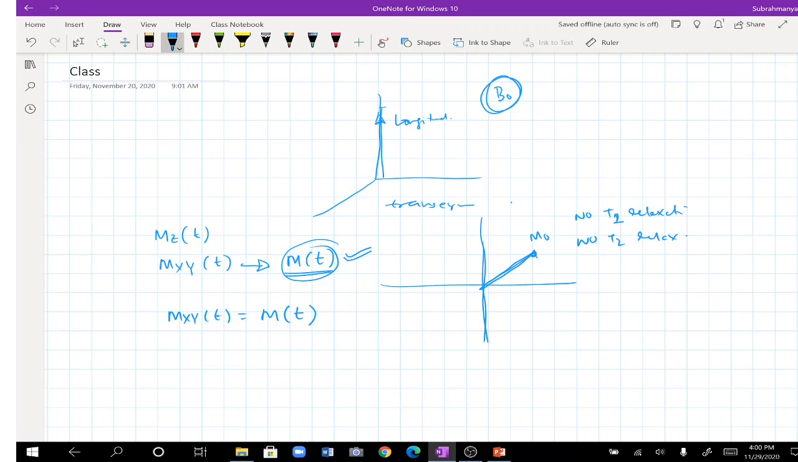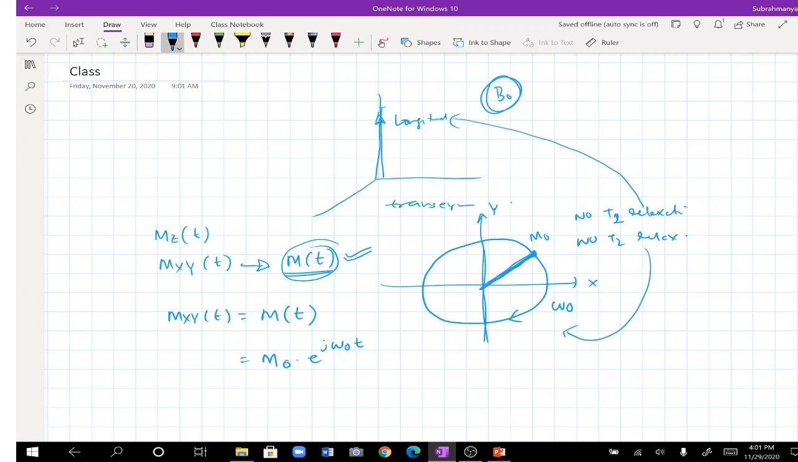In those cases, this keeps rotating here with a frequency of omega naught, right? So then you could write it as M of t equal to, if its initial value in the xy plane is M naught, this would be rotating with a speed of e power j omega naught t. This is your x-axis and this is your y-axis. Now T1 relaxation is associated with the longitudinal one, and T2 relaxation is associated with the transverse relaxation, or its value in the transverse plane.